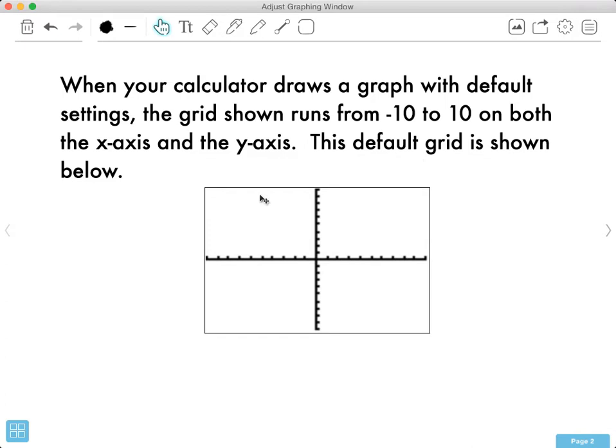The default grid shown in your graph window on your calculator runs from -10 at the left side of the x-axis to +10 at the right side of the x-axis, and -10 on the low end of the y-axis to +10 on the top end of the y-axis. That grid's shown here. You're probably familiar with seeing that grid when you press graph on your calculator.